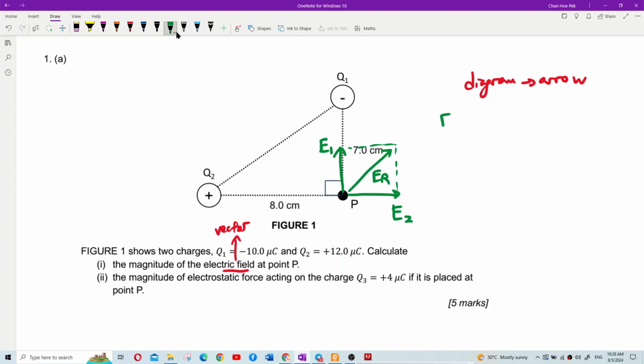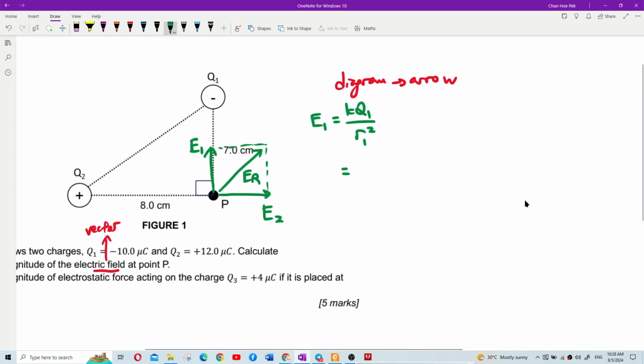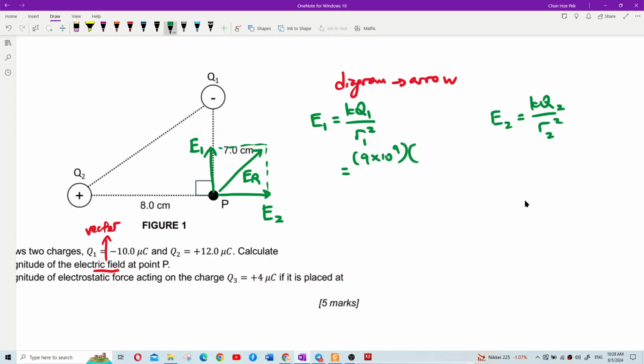So you have to find E1 equal to kQ1 over r squared. You have to find them one by one first, and then followed by E2 also: kQ2 over r2 squared. So calculate one by one. What is k? k is 9 times 10 to the power 9. You can easily find this value in the list of constants.